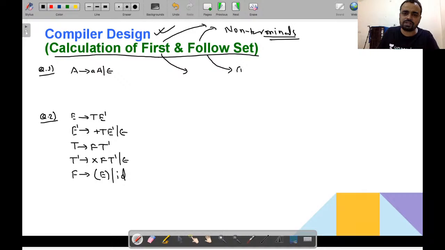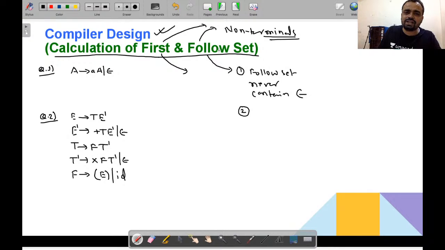The first thing you have to remember, follow set never contains epsilon.